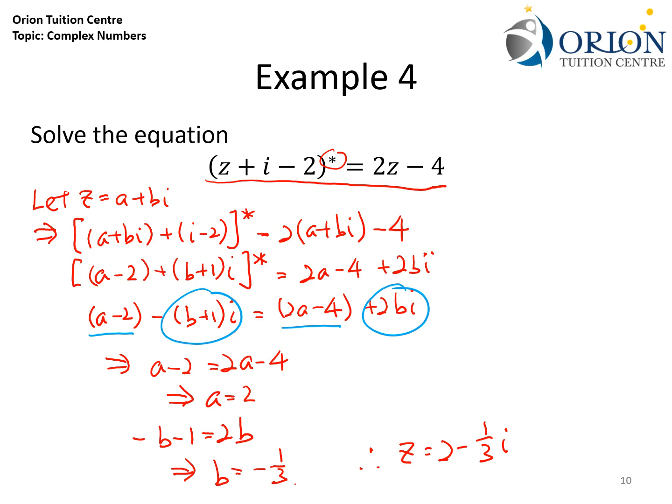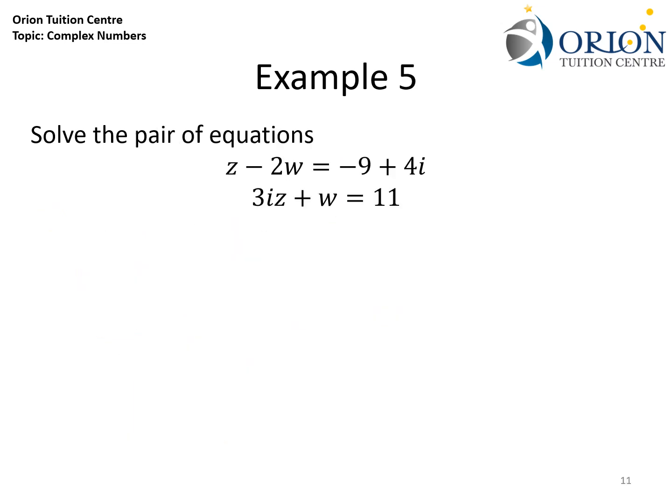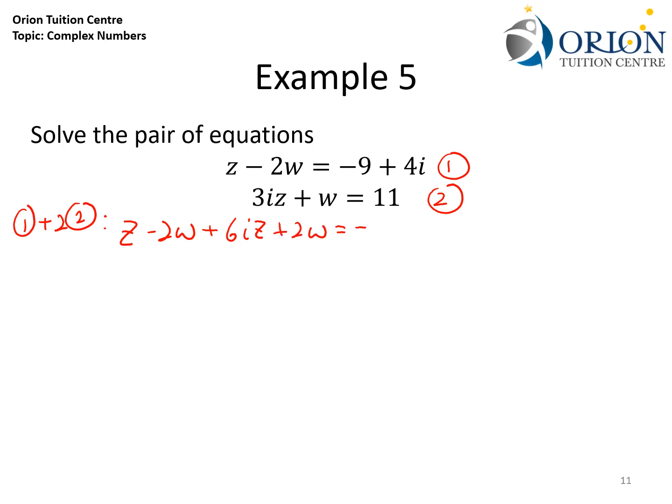We can also solve simultaneous equations involving two complex numbers. So if we have this set of simultaneous equations, I'm going to name the first one as equation 1, the second as equation 2, and solve them the usual way, like how we solve simultaneous equations in algebraic equations. So I'm going to make use of the elimination method. Equation 1 plus 2 times equation 2 will give me z minus 2w plus 6iz plus 2w equals minus 9 plus 4i plus 22.